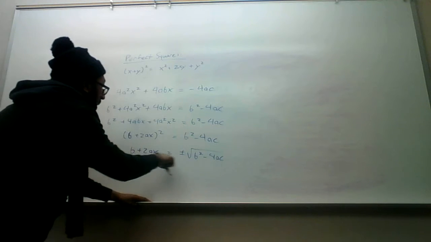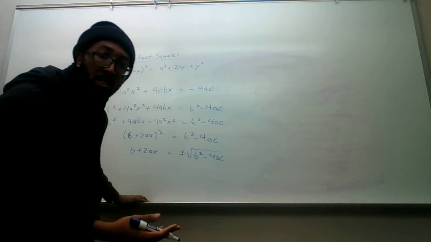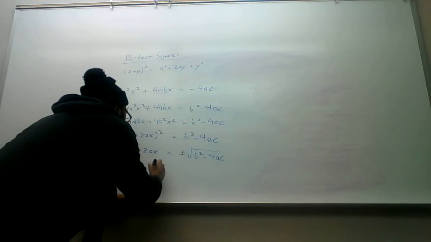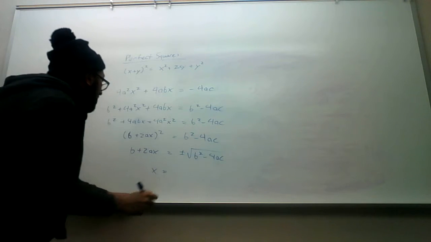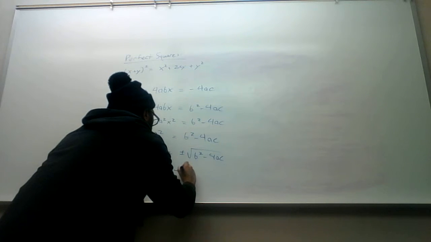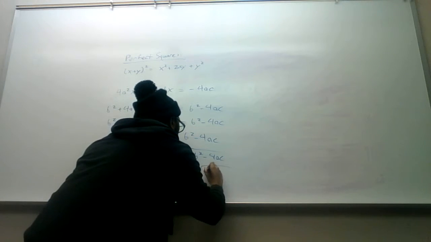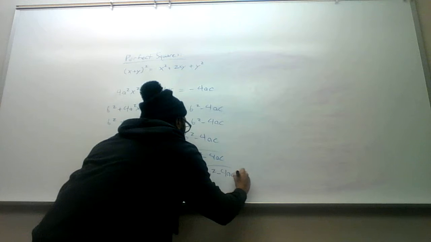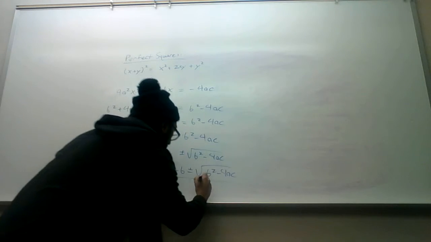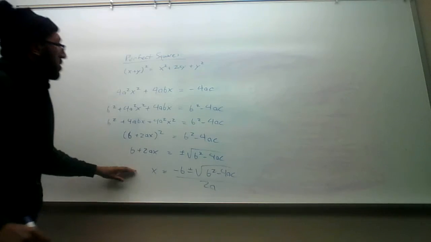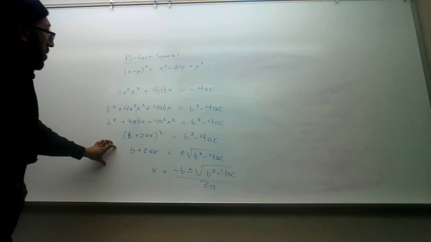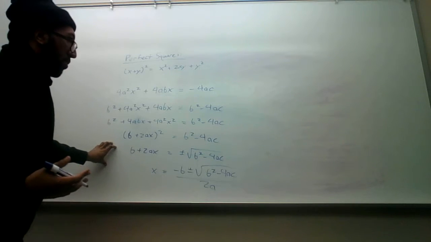So all we've got to do is subtract b on both sides, and divide by 2a. And what that gives you is x is equal to minus b plus or minus the square root of b squared minus 4ac, all over 2a. So as you can see, we derived the entire quadratic formula from just using basic algebraic rules.